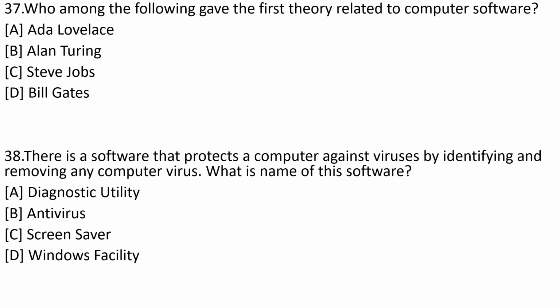Question number 37. Who among the following gave the first theory related to computer software? And the answer is option B Alan Turing.